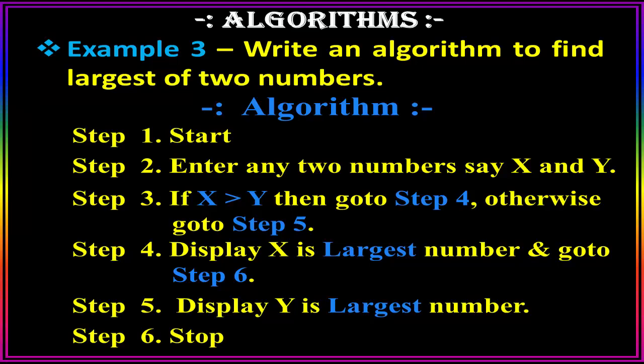If x is greater than y, then we will go to step number 4 after step number 3 and display the message x is largest number. We will go to step number 6 to stop the program. But in step number 3, if x is not greater than y, it means that y is greater, then we will go to step number 5 and display the message y is largest number, and then in step number 6 we will stop the program.